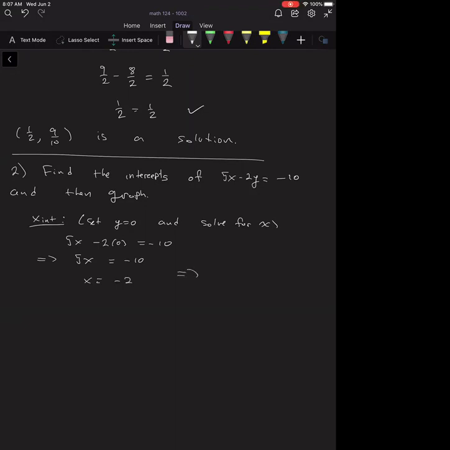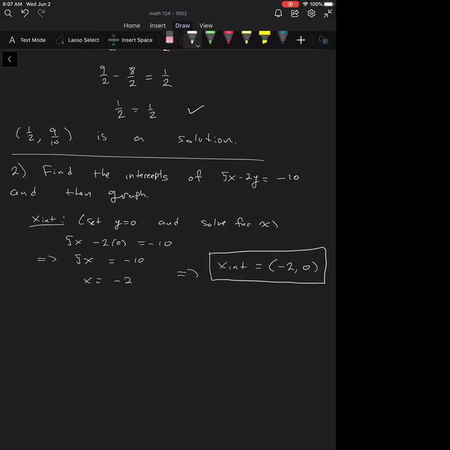So this tells us that our x-intercept is going to be the point minus 2, comma 0. Remember, the intercepts are a point. We're plugging in y to be 0, and then we're solving for an x value. So we plug in y to be 0, and we solve, we get x is equal to minus 2.